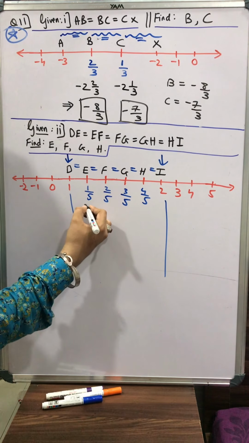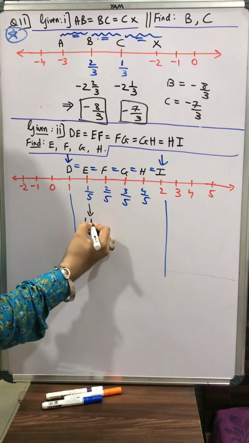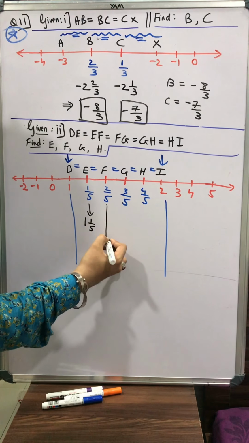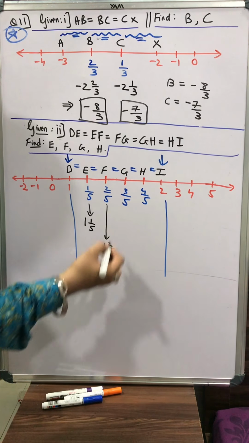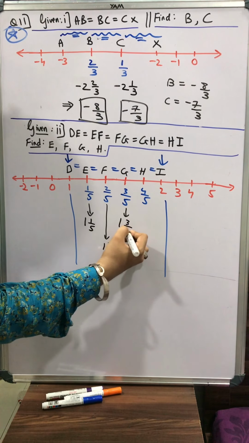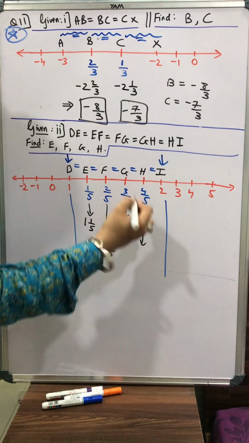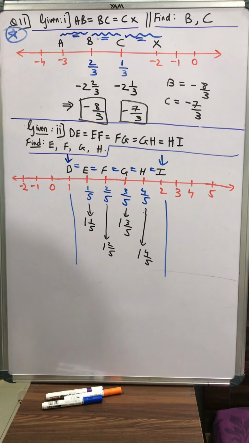So here the answer will be 1 and 1 upon 5. After 1, extra 1 upon 5. What will be here? After 1, 2 upon 5. Here, after 1, 3 upon 5. Here, after 1, 4 upon 5. Hope you all are understanding, students. And now, these are the mixed fractions.